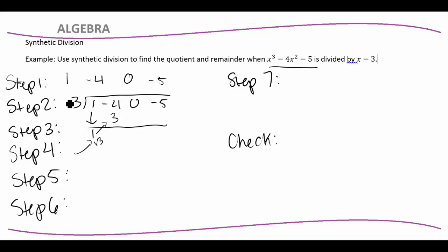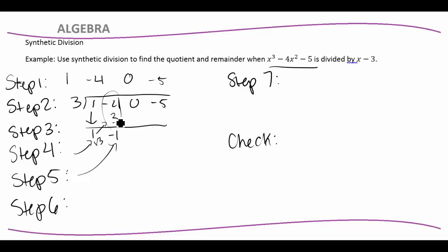Step 5, we're going to add the entry in row 2 to the entry above in row 1 and enter the sum in row 3. So we're going to take our negative 4 and our 3, and we're going to add them, and we're going to get negative 1, and that is our step 5.